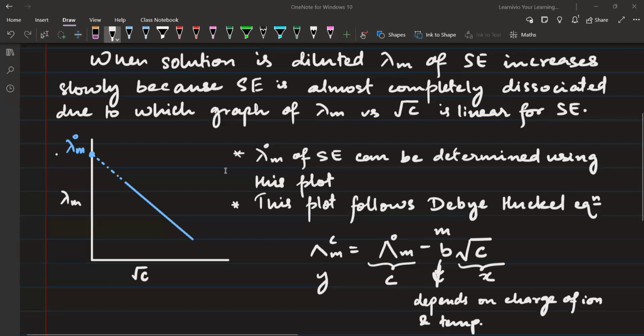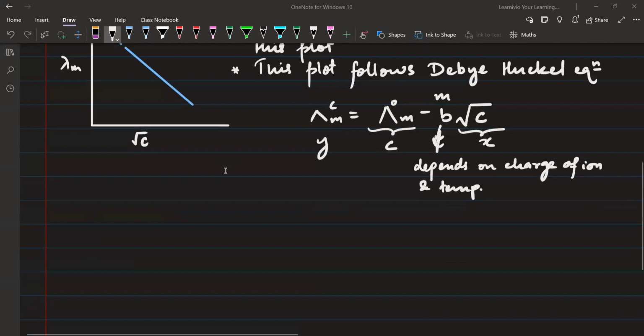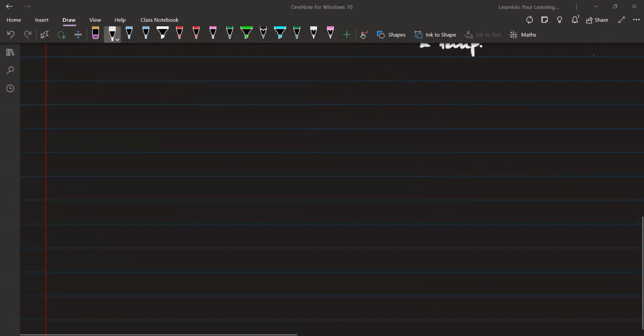I hope all of you understood this, that strong electrolyte always has a very slow increase in lambda m. But weak electrolytes are partially dissociated.